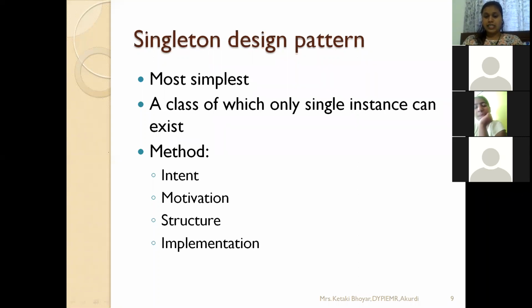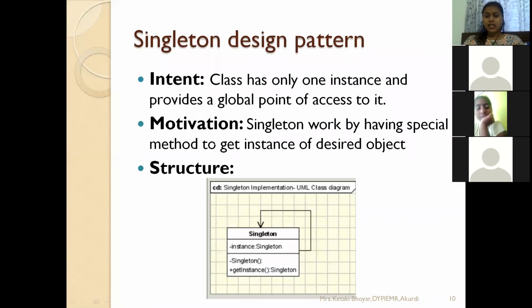Now we will see the intent of the singleton design pattern. The intent is that the class can have only one instance, and it provides a global point of access to it. Why is there a need to have only one instance of a class? Because we want to create only one instance, or take only one image of that class, and the user should be able to communicate with one global image of the class. Then what is the motivation? Singleton works by having a special method to get an instance of the desired object, and we can have a global point of access to it.